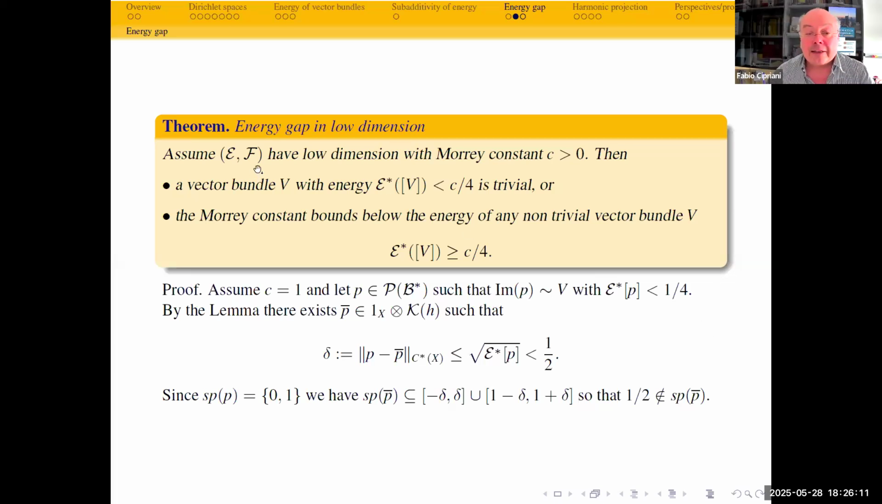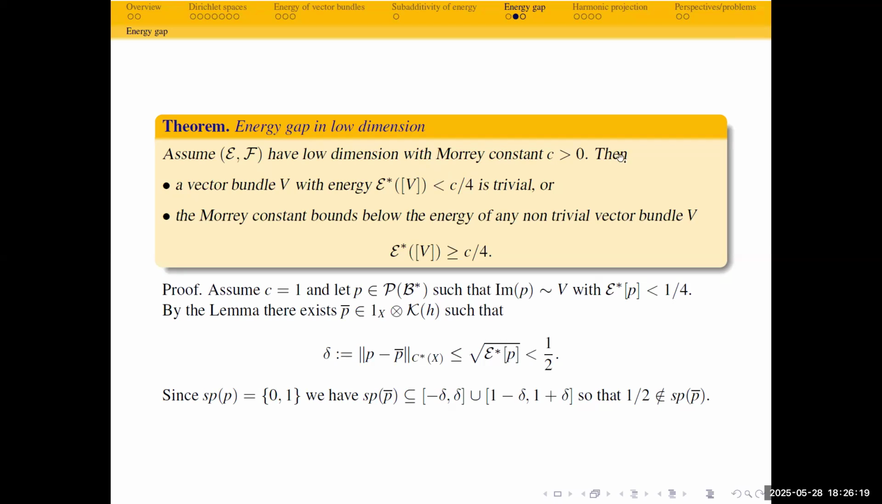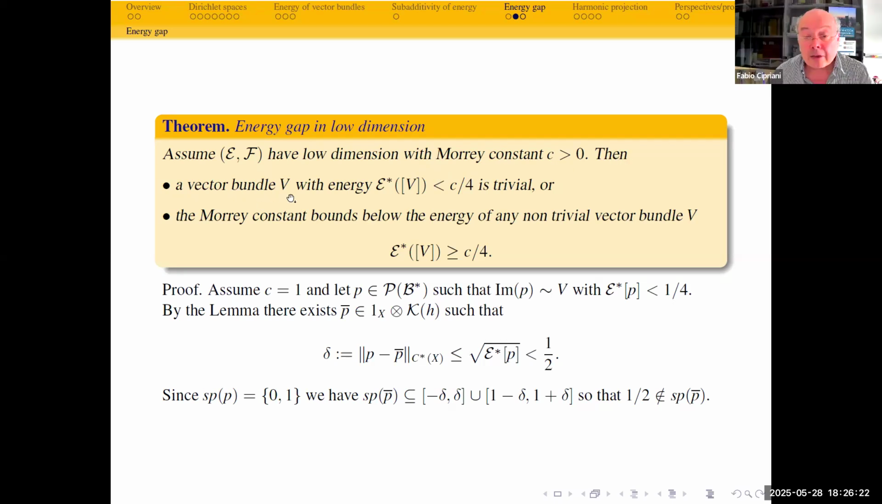the result is in fact that if the Dirichlet space has a low dimension, then a vector bundle D, whose energy?